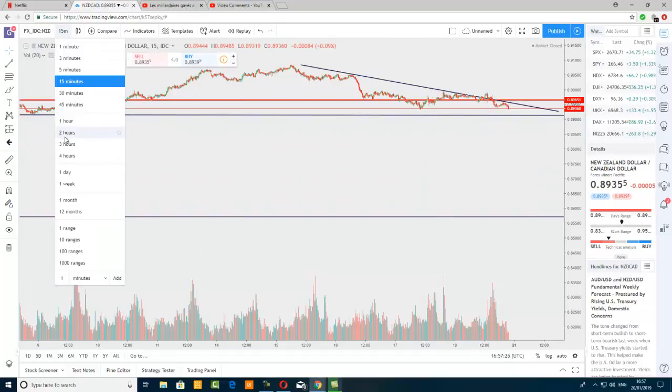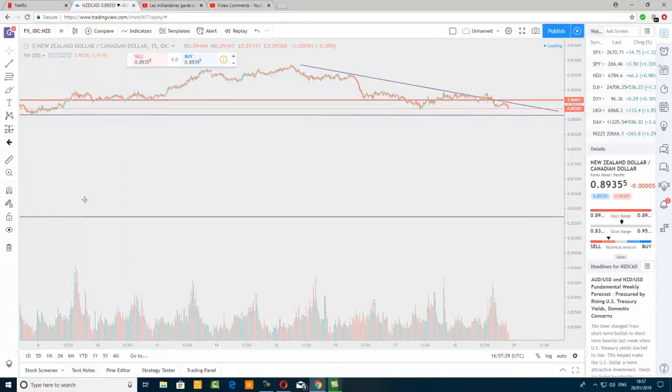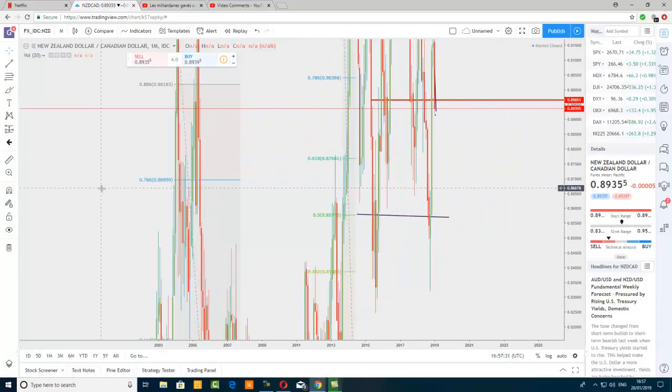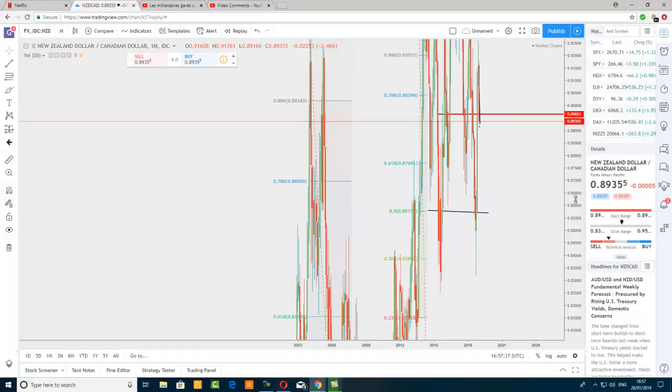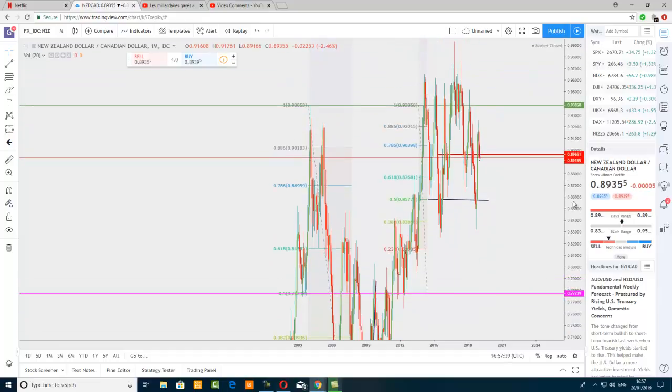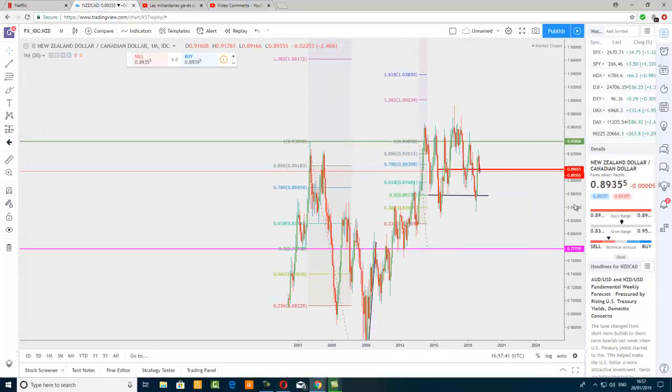If you want to play, you have to switch to the weekly chart or daily chart, or zoom into the current market pattern, as I already mentioned. All right, any more questions?